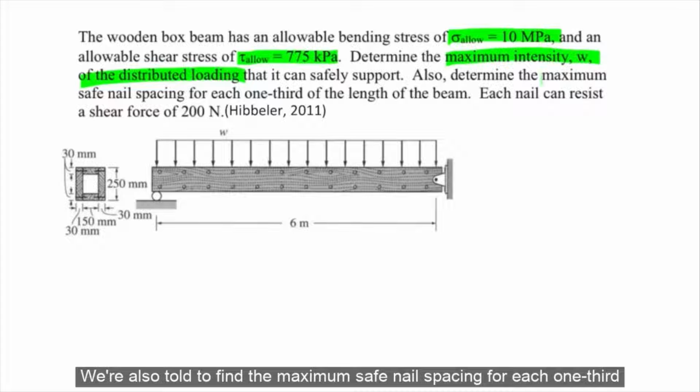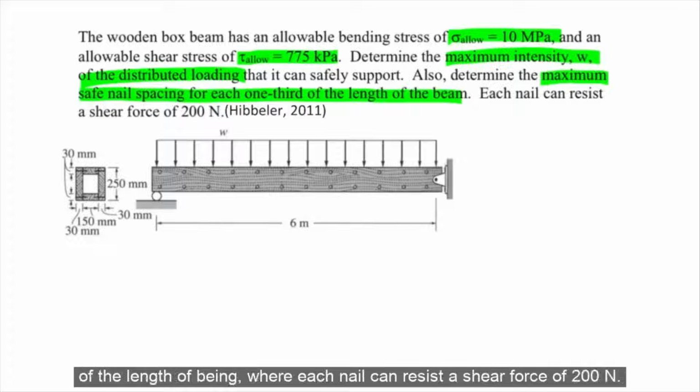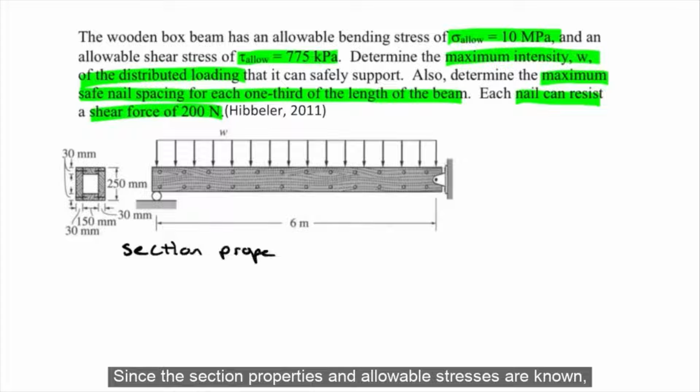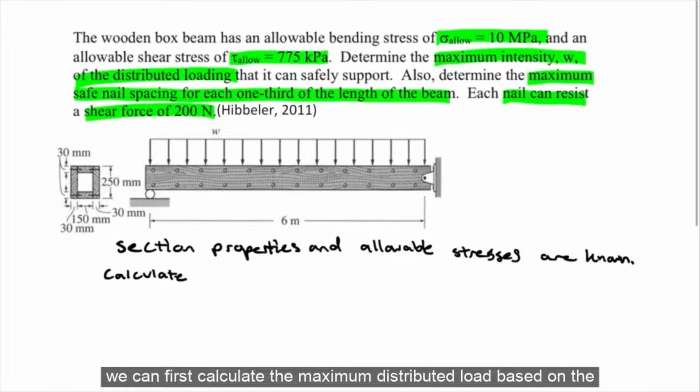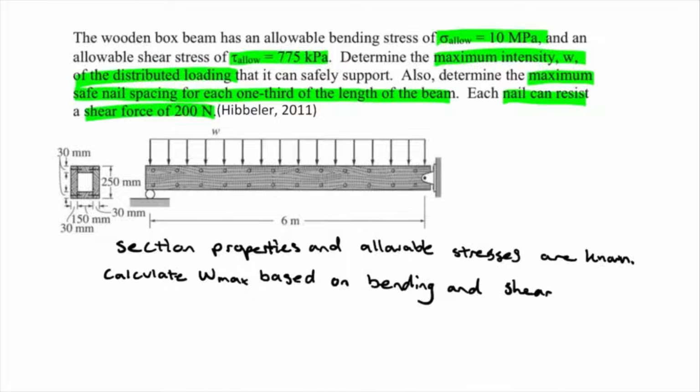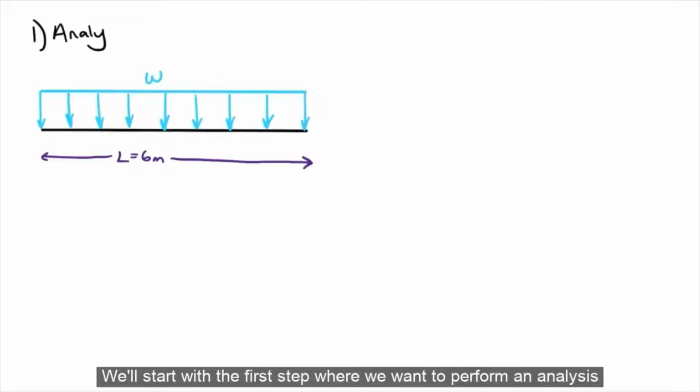We're also told to find the maximum safe nail spacing for each 1/3 of the length of the beam, where each nail can resist a shear force of 200 newtons. Since the section properties and allowable stresses are known, we can first calculate the maximum distributed load based on the bending and shear stresses. We'll start with the first step, where we want to perform an analysis of the beam.